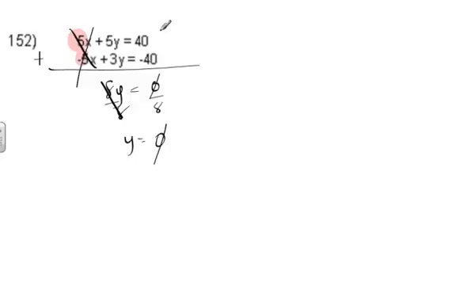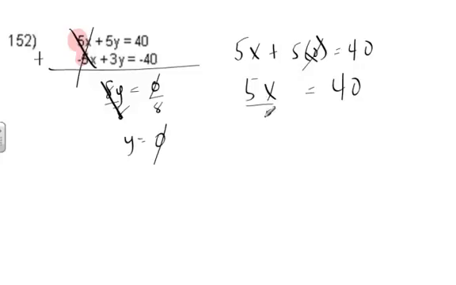Okay. Substitute 0 back in for y. Okay, so I'm going to have 5x. That's going to be nothing. Equals 40. So I divide by 5. So this is all the same. So x equals 8. So my coordinates are 8, 0. This is a lot easier than x. Okay.